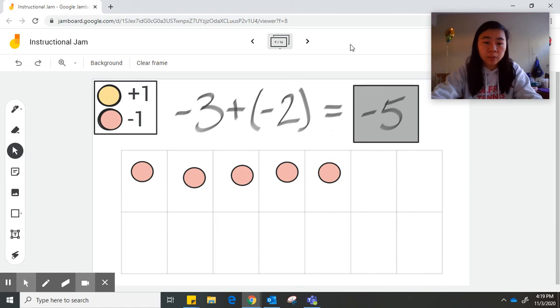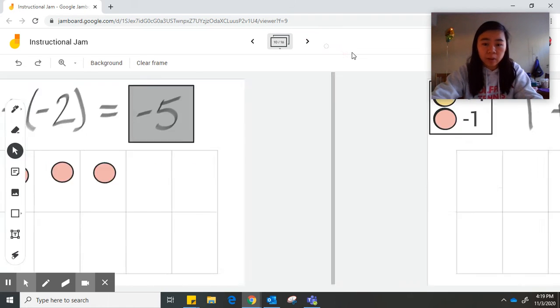Okay, so far we've only ever looked at positive counters. We only ever looked at negative counters.